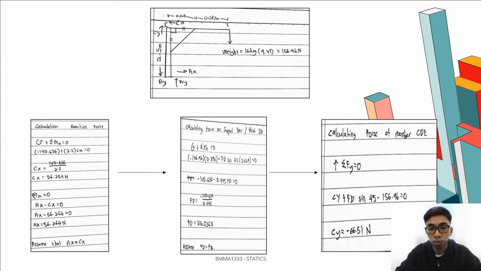Now we have to find the force at member CDE using the formula sum Fy equal to 0, Cy plus Fd sine 45 minus 156.96 equal to 0. Then we can get the answer for Cy equal to negative 66.51 Newton.